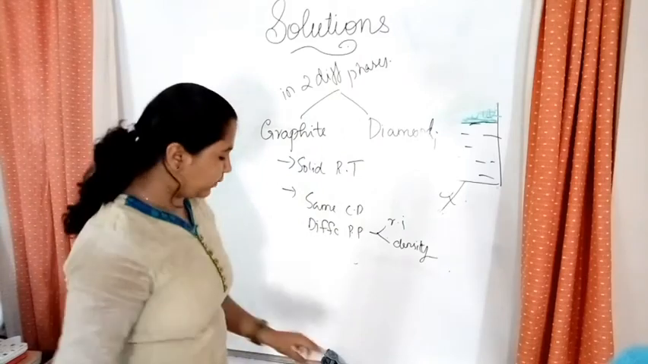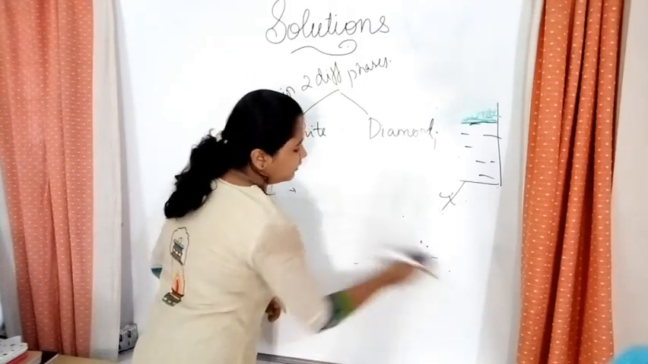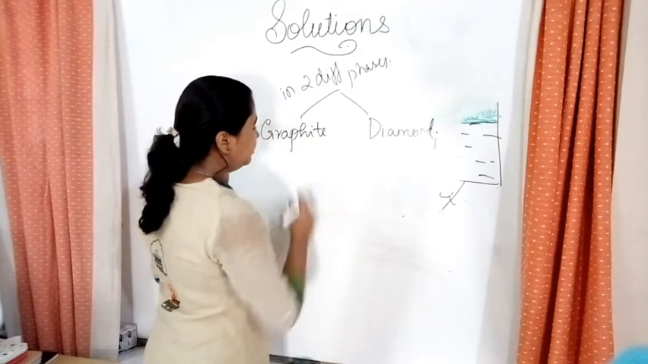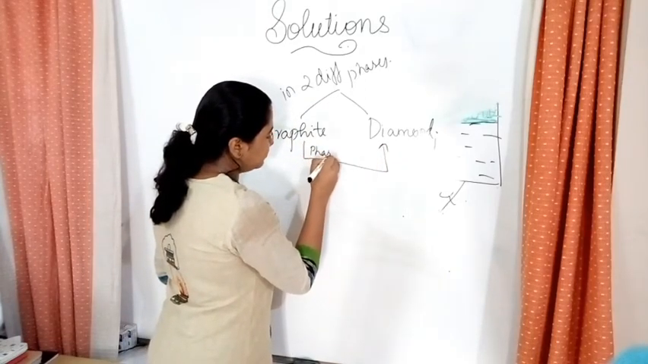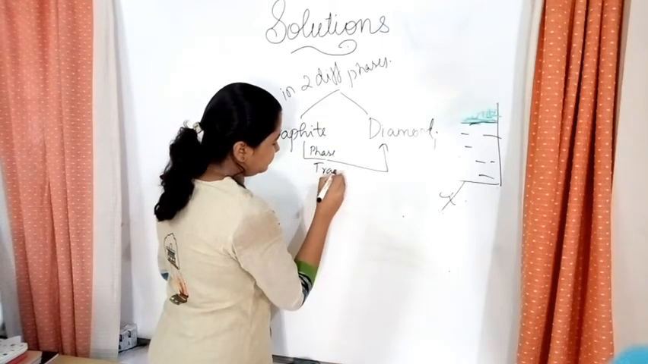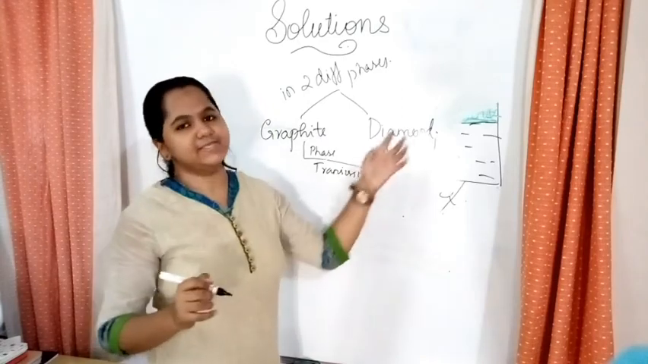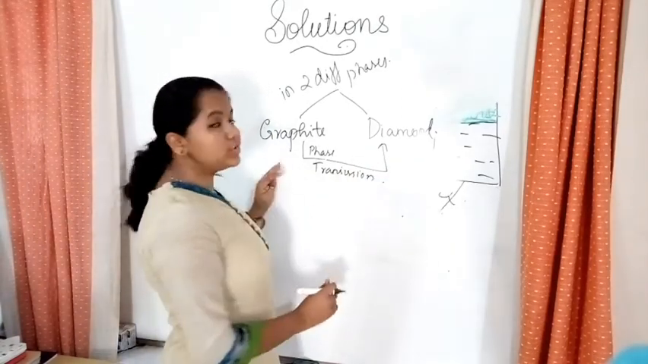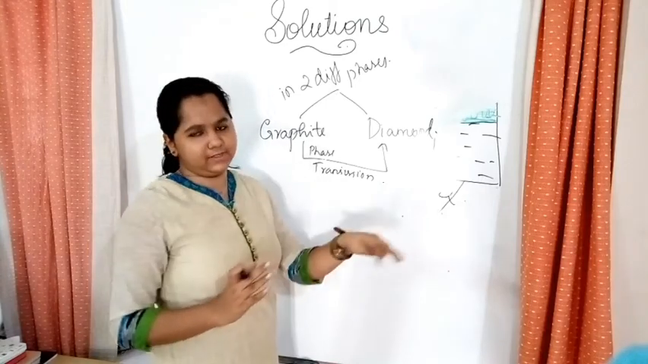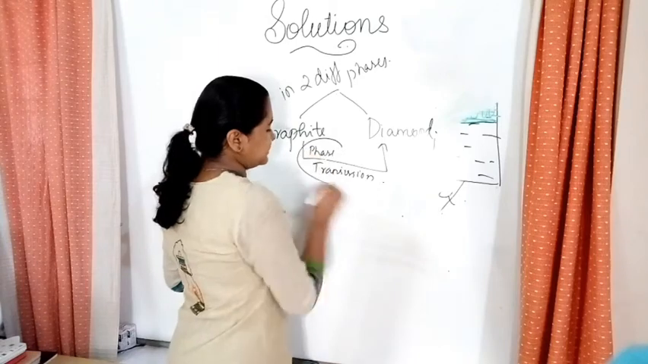Okay. So I'll tell you, graphite undergoes what? Phase transition, and it becomes diamond. Phase transition is the transformation of one phase to another phase, or the conversion from one phase to another phase is termed as phase transition.